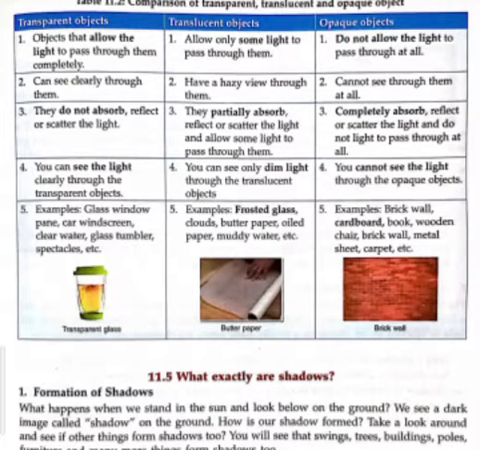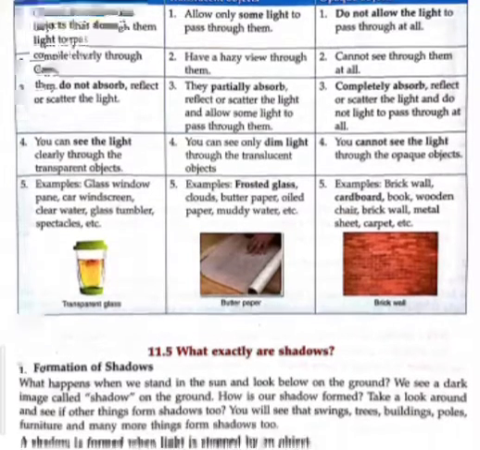And the last point is examples. Examples of transparent objects: glass windowpane, car windscreen, clear water, glass tumbler, spectacles, etc. Examples of translucent objects: frosted glass, cloud, butter paper, oily paper and muddy water. Examples of opaque objects: brick wall, cardboard, book, wooden chair, metal sheet, carpet, etc.